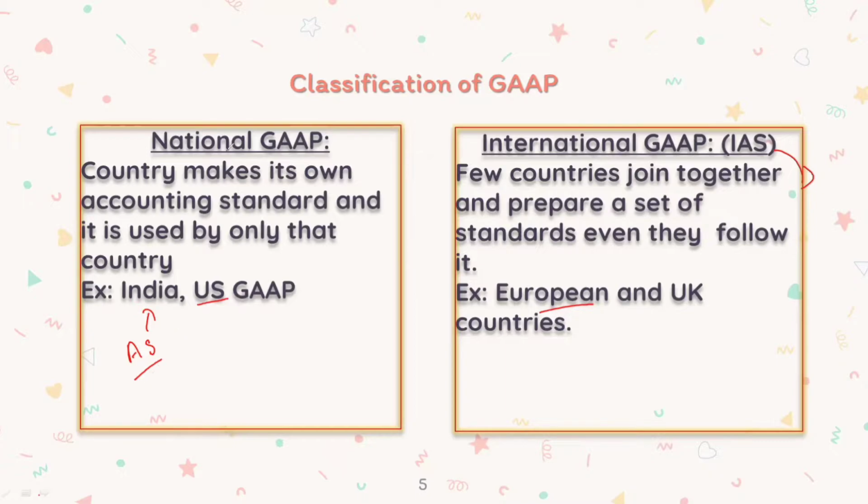Now moving on to the next one. After understanding the classification of GAAP, there was a drawback here. As I mentioned, India was following AS, that is accounting standards. They had their own set of standards. The US had the US set of standards. Like this, the UK had their own standards, and European countries had different standards.